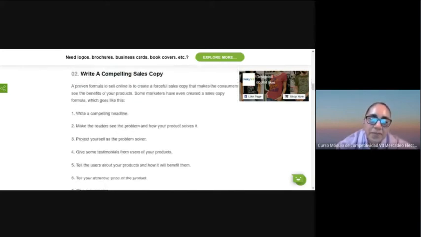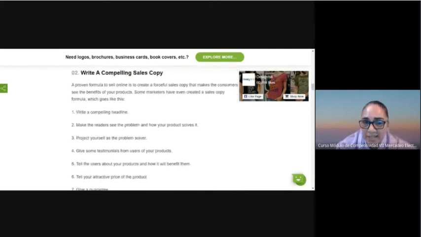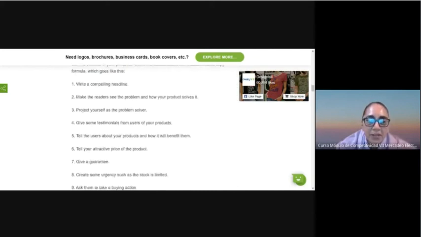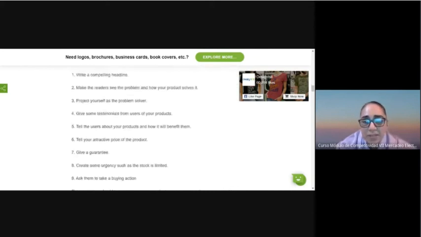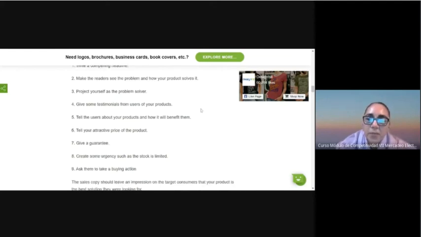Number two, you have to write a compelling sales copy. You can do that with the Canvas model that we learned. Also, you can do it just in a notebook. You just write all the ideas that you have, make the reader see the problems and how you solve this problem, write all your answers, project yourselves as the solver. That's what the good managers do, solving problems.